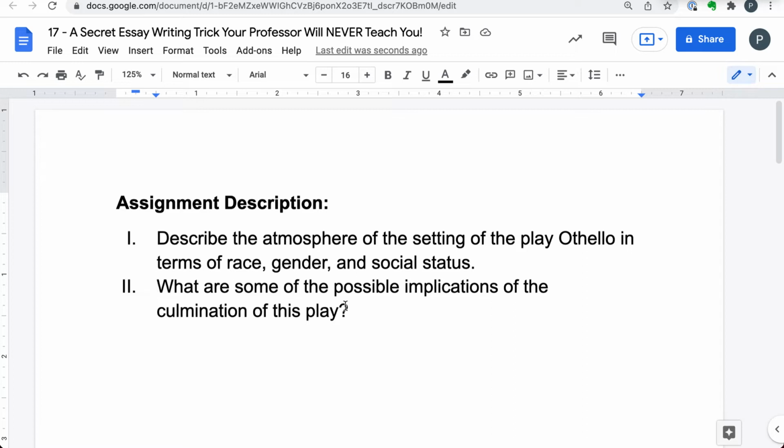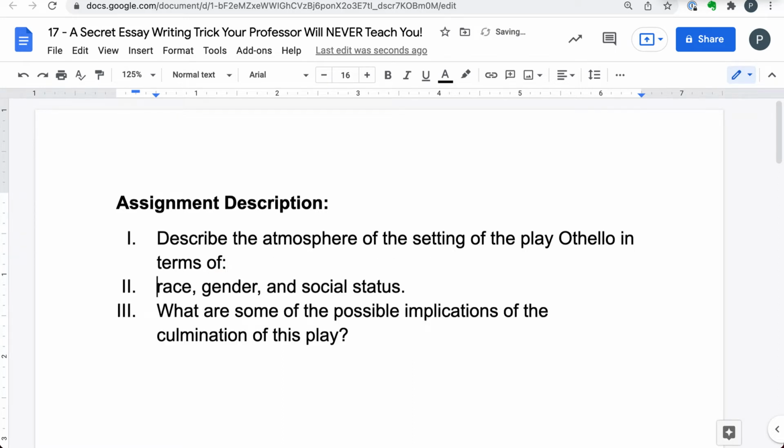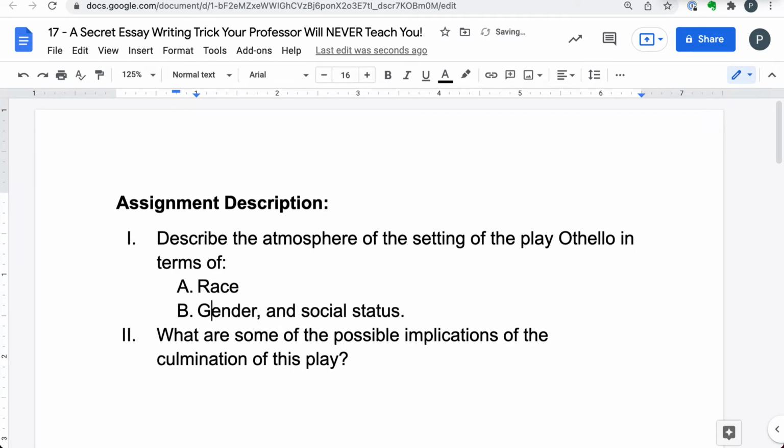You see that? Now, it says describe the atmosphere of the setting of the play, Othello, in terms of race, gender, and social status. Look what I'm doing here. In terms of, and I'm going to put a colon. Race, guess what I'm going to do next? You know what? This has to be indented. Race, gender, and social status.